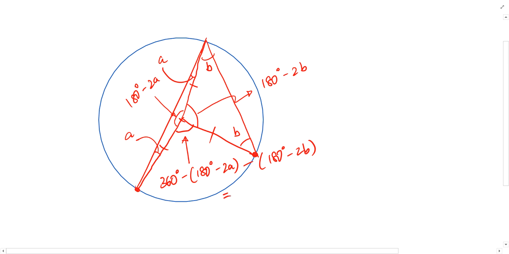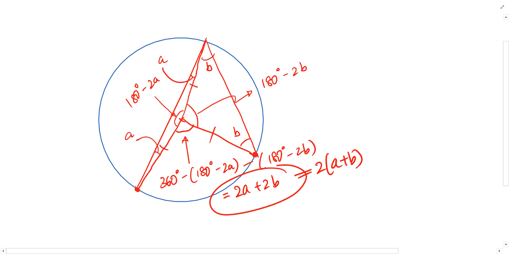And what does this give us? 2A plus 2B. Which is the same as 2 times of A plus B. Where is A plus B? Where is A plus B? Here, this is your A plus B.